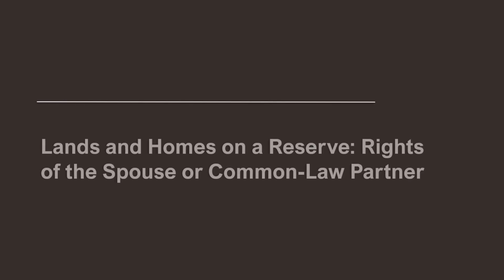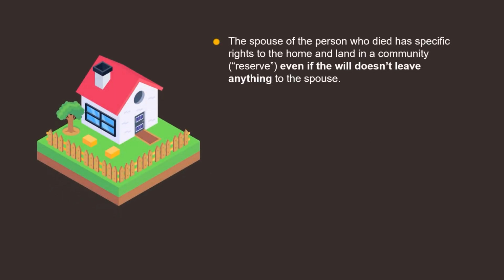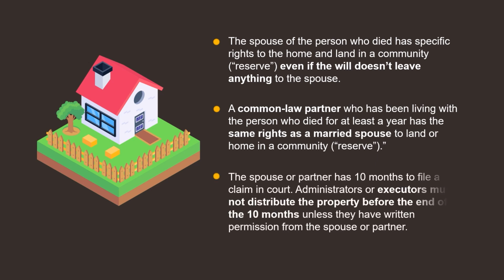Keep in mind, the spouse of the person who died may have specific rights to the home and land on reserve, even if the will doesn't leave anything to the spouse. A common law partner who has been living with a person who died for at least a year has the same rights as a married spouse to land or home within a community on reserve. The spouse or partner has 10 months to file a claim in court.